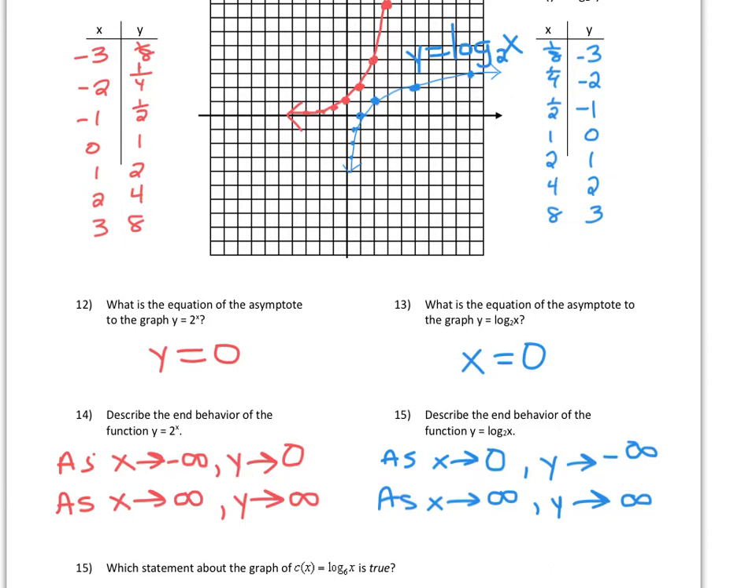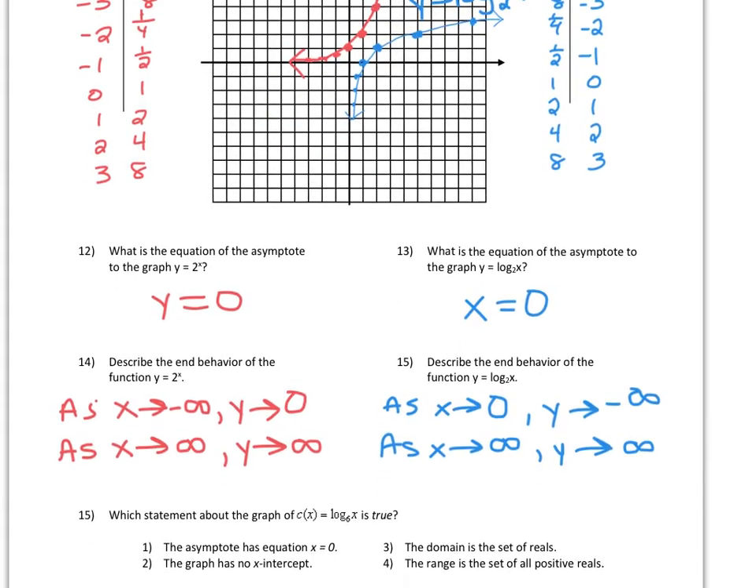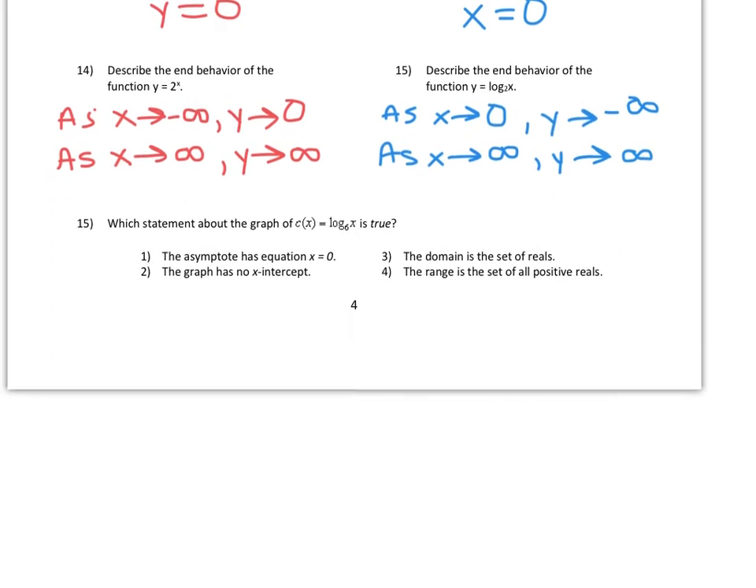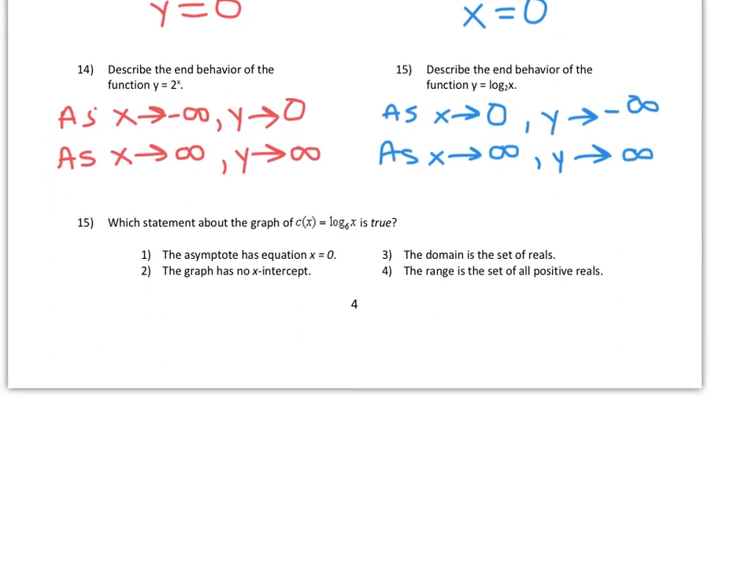See, they're flip-flopped, the x's and the y's, even up here. Okay, and that's what happens with inverses. All right, and then it looks like there's a question on the bottom of the page. Let's see what this says. Which statement about the graph c of x equals log base 6 of x is true?